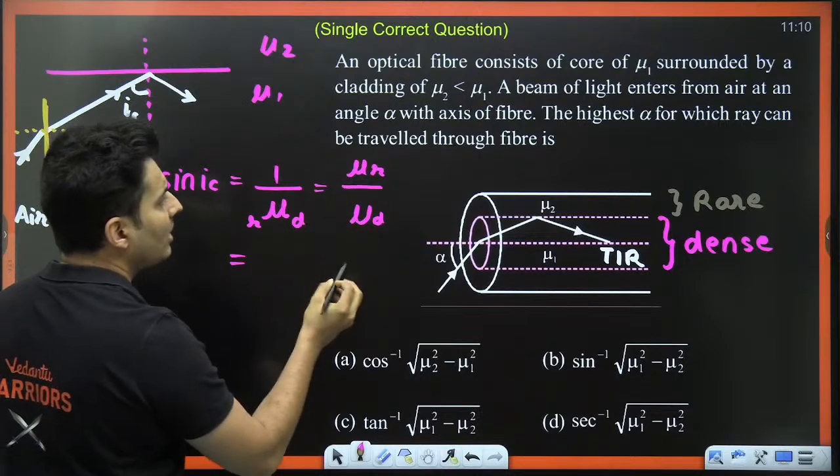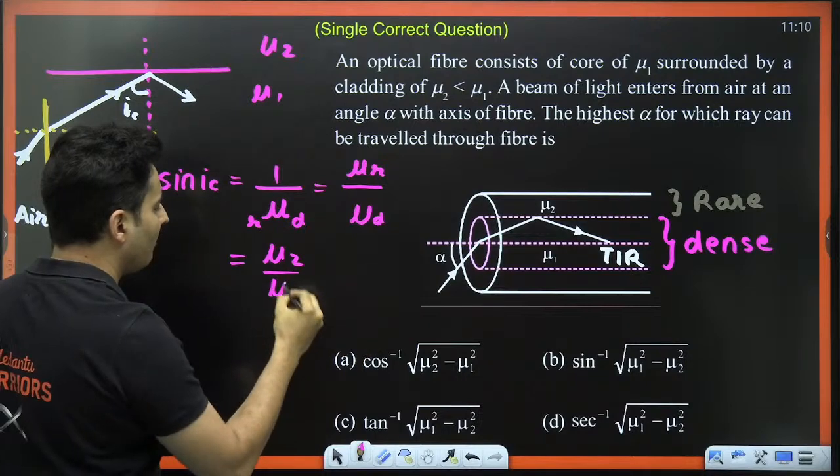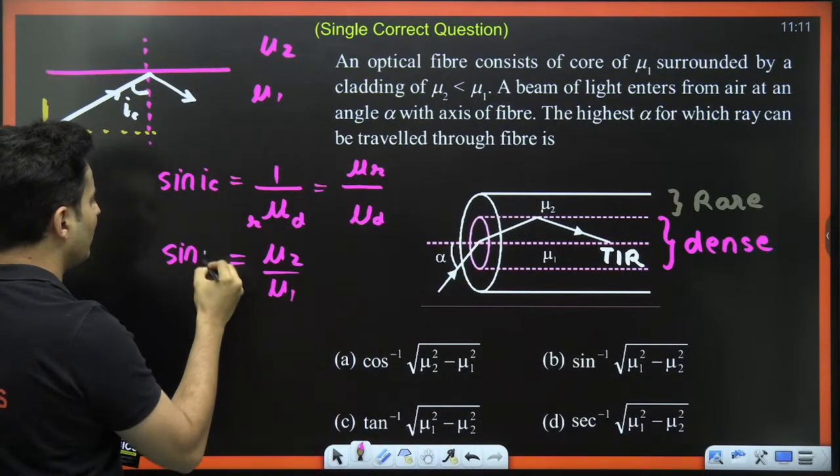Now that's it. What is the rare medium? It is nothing but mu 2. What is the dense medium? That is nothing but mu 1. I have marked it over here. So that is basically sine of IC.